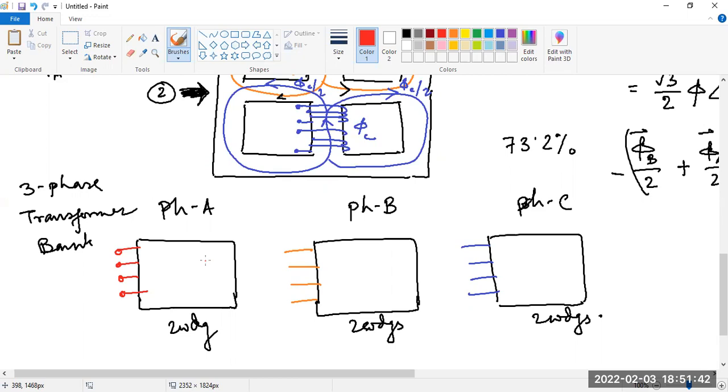But this type of transformer has certain disadvantages. First thing, a lot of core material is needed. The effective utilization of the core material is less. That is the issue. The weights are heavy, and the volume it needs is very large compared to the other construction, isn't it?